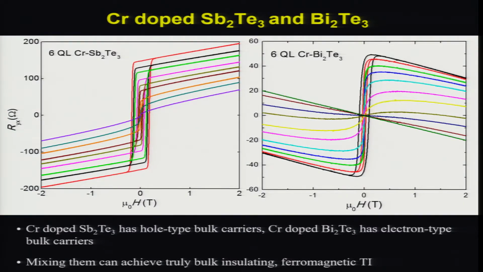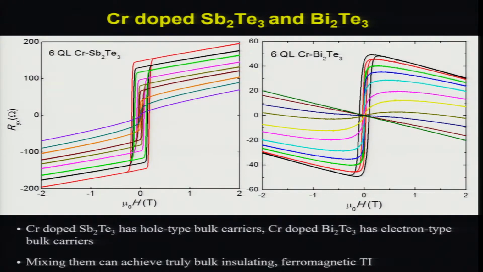The reason is, in this regime, these two samples are not insulating. They are metallic. There are a lot of bulk carriers which will conduct, which will overshadow the edge state conduction. And when we look at these curves carefully, we found that the chromium-doped antimony telluride had this positive ordinary Hall effect, whereas the chromium-doped bismuth telluride had this negative Hall effect.